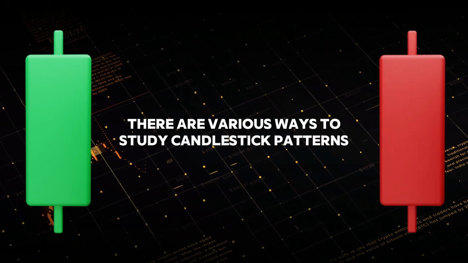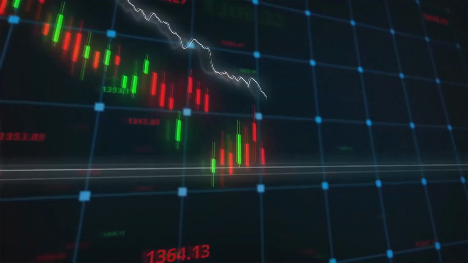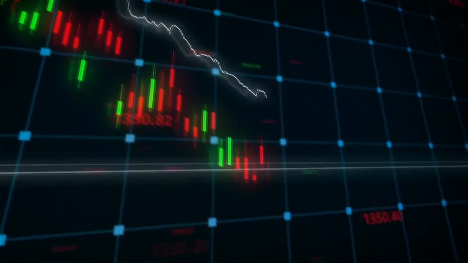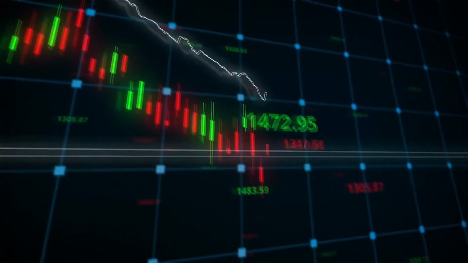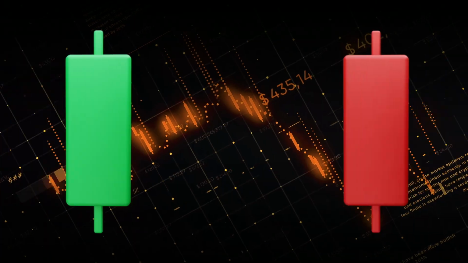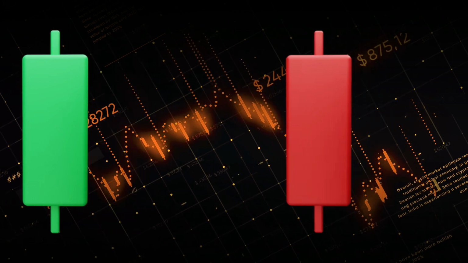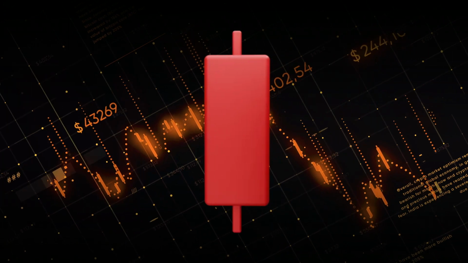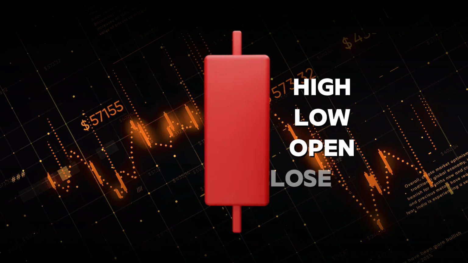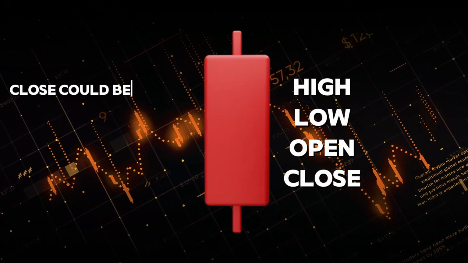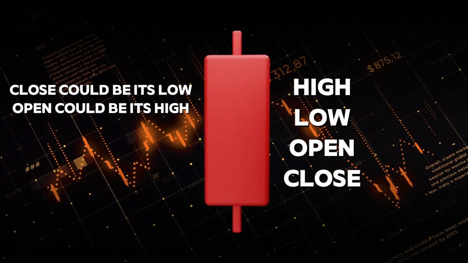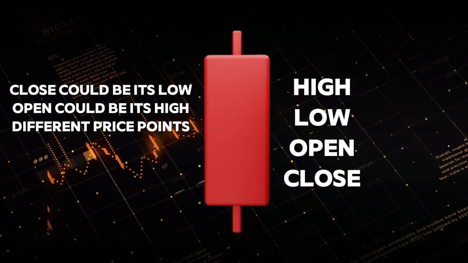There are various ways to study candlestick patterns, and honestly it would require its own video, but for the purpose of this video, we're simply going to talk about the basics and what they mean. So you have your two basic candlesticks, and we'll start with the red one first. Every candlestick has its high, low, open, and close. Sometimes they overlap, and a close could be its low, or an open could be its high, or all four could be completely different price points.